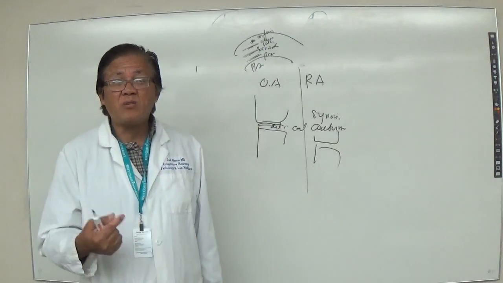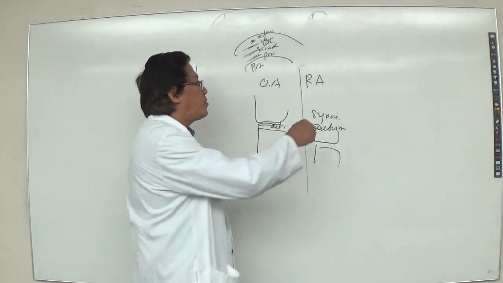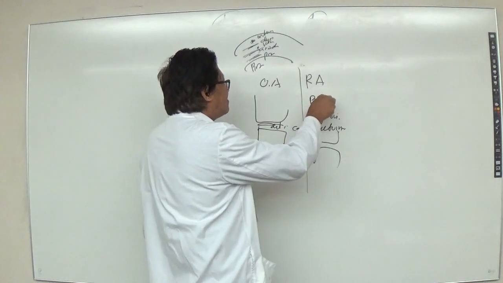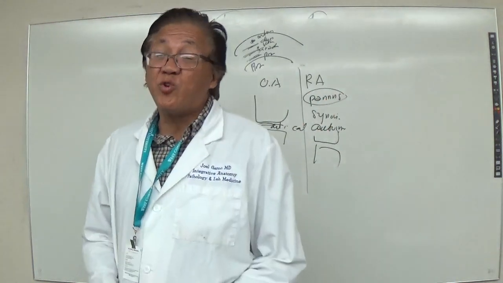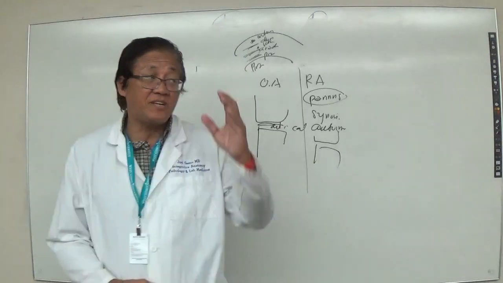As time goes by, you have what? The development, have you heard of the word pannus? What is a pannus? This is seen in patients with RA or rheumatoid arthritis. Okay, you can read on these.